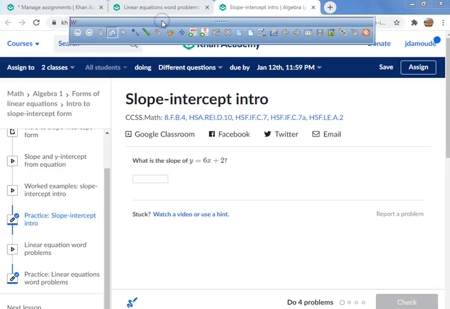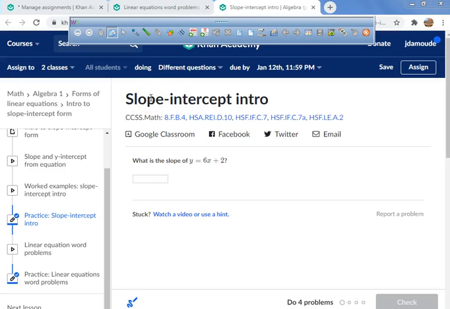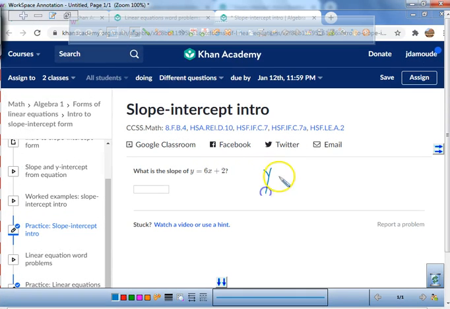All right, everybody, today what we're going to be worried about is looking at slope-intercept intro, okay? So if you're working on these problems, you kind of need to know what slope-intercept form is, so I'm going to go ahead and write it down. You should know this already. y = mx + b.